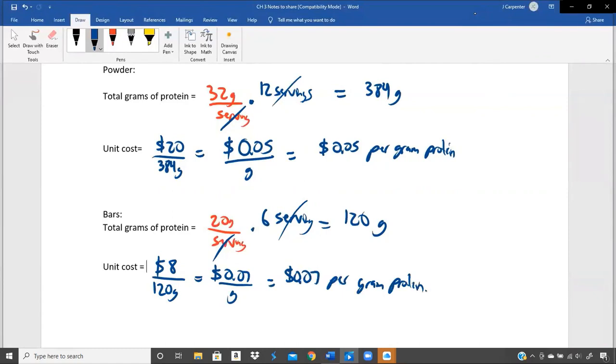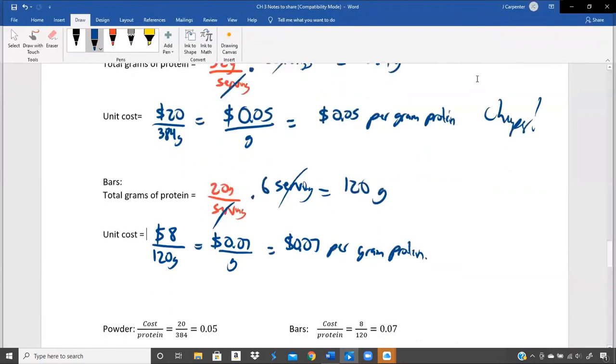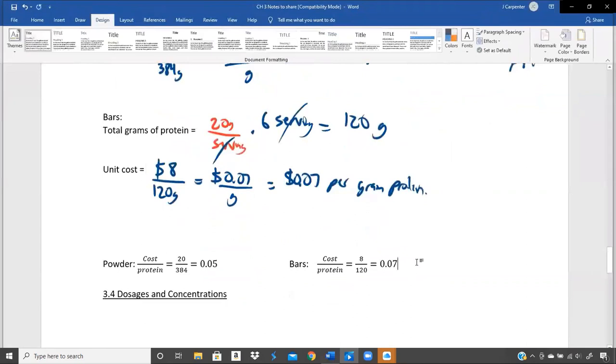So again, if you only care about which thing has a cheaper unit cost, which one will cost you less money over a long period of time, you're going to want this one. This is cheaper. So you buy the jug of powder.